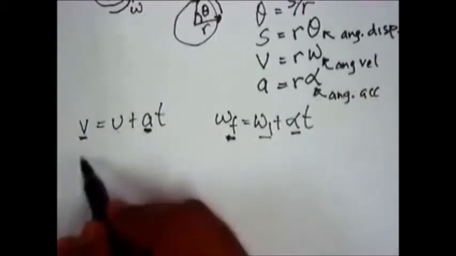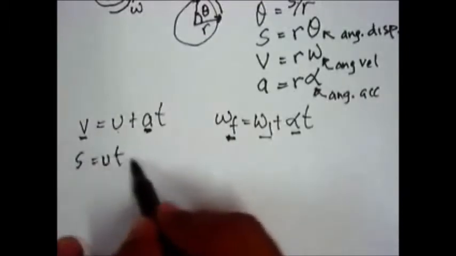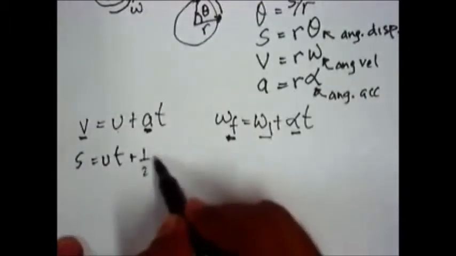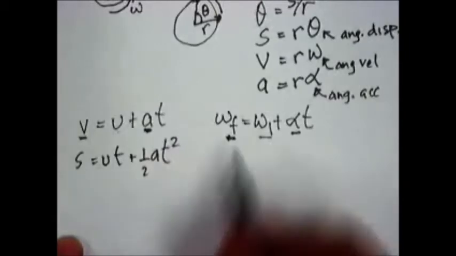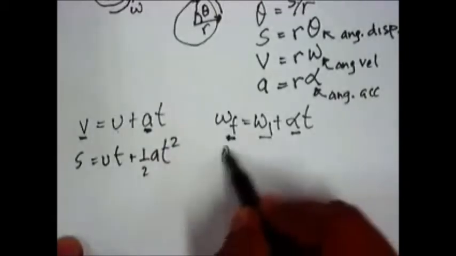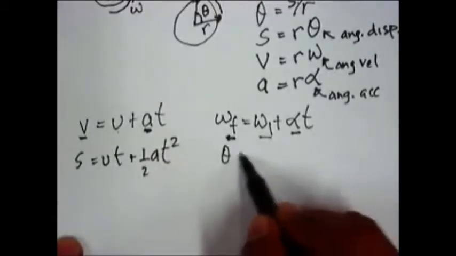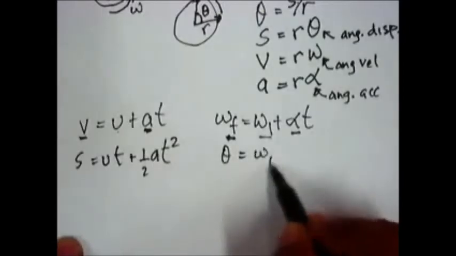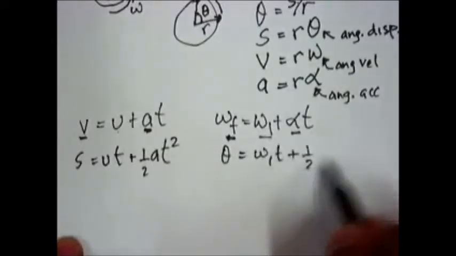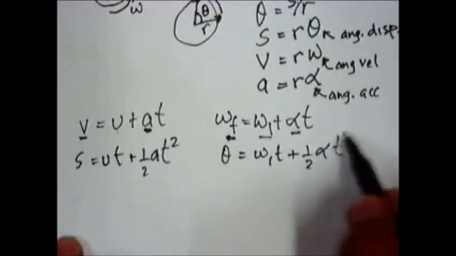So similarly, when we have s is equal to ut plus half at squared, in terms of its angular values, its angular displacement is equal to omega i t plus half alpha t squared.